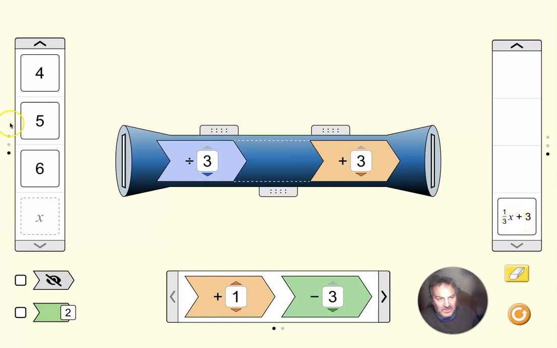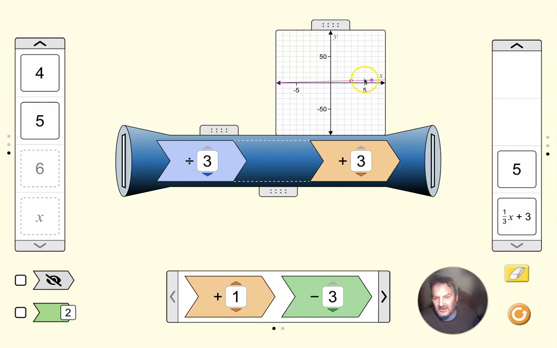Okay, so now we can put in some values and see what we get. Let's put in a 3, see what that turns out to be. We can put any value we want in. A 3 divided by 3, or times 1/3, equals 1, plus 3 equals 4. So there we have that. And then if we put in a 6, what is that going to do? 6 divided by 3 is 2, plus 3 is 5. So those are the two points that we have. And again, they are on our linear graph. And that's what we figured out.